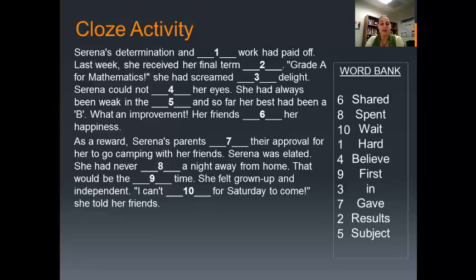Okay, so here are the answers, right? What actually went in the space was hard. And if you think about the reason why we chose hard, we know that if there's a space before a noun, what usually would go before the noun is an adjective, right? Because we know that adjectives modify nouns, right? They precede the noun that they modify.